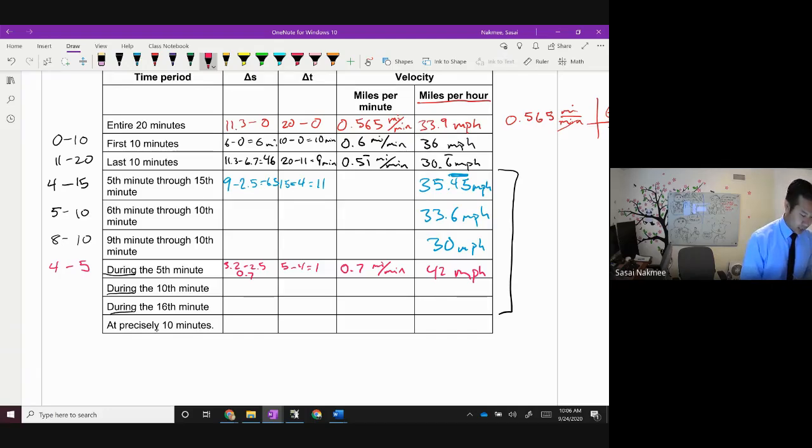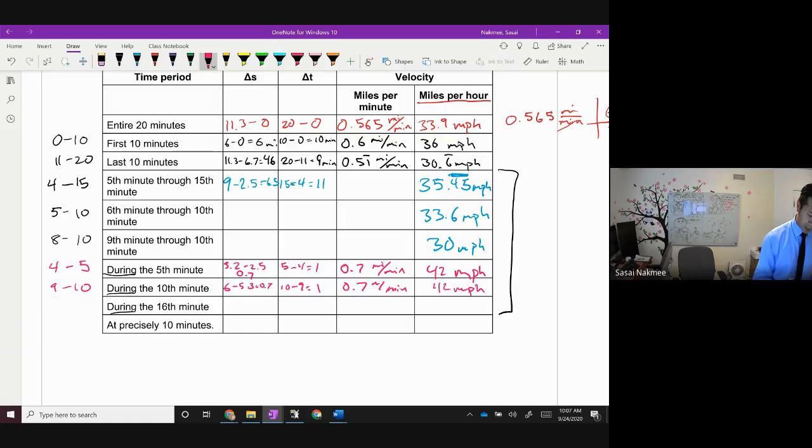And during the 10th minute, that is 9 to 10, right? That's going to give me 6 at 10 minutes minus 5.3, which is 0.7. And this one right here is 10 minus 9, which gives me 1, which looks like about another 0.7 miles per minute again. So the average speed during the 10th minute is also 42 miles per hour, right?